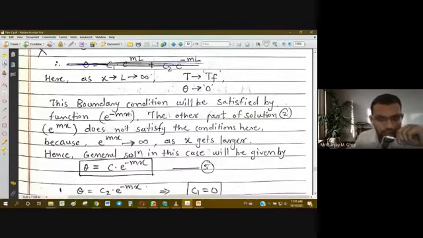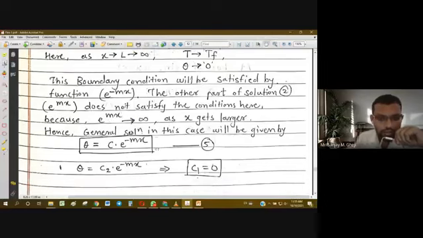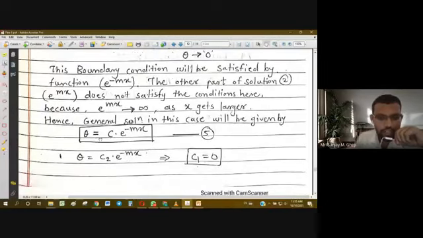Okay, so that will not satisfy the conditions here. So that becomes invalid. In this case, we can omit this term, and the general solution will be given by only the second term, that is theta is equal to constant c into e raised to minus mx. Okay, c is any arbitrary constant. Here we have constant c2, so theta equal to c2 into e raised to minus mx.